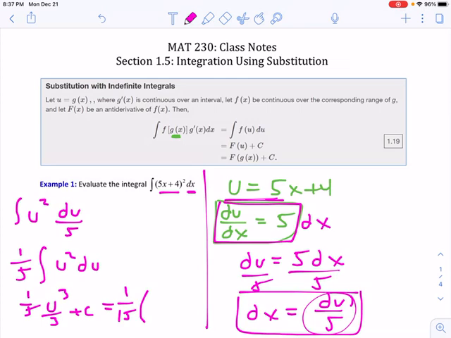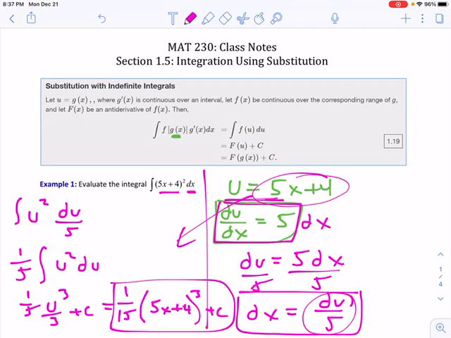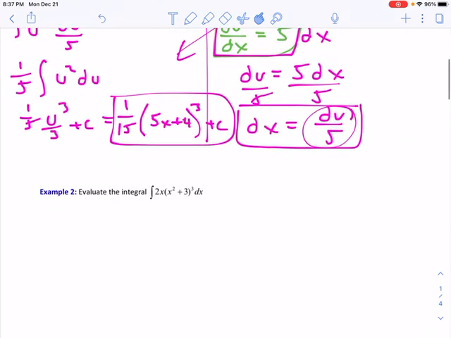And we're never done with the substitution problem until we substitute the x's back in. So that's going to be 5x plus 4 raised to the third power. And that would be our solution. So that is the process of substitution. Let's just do a few more problems.